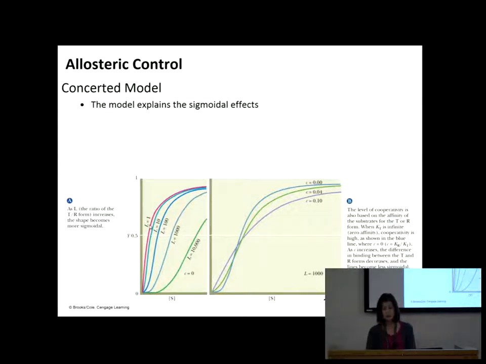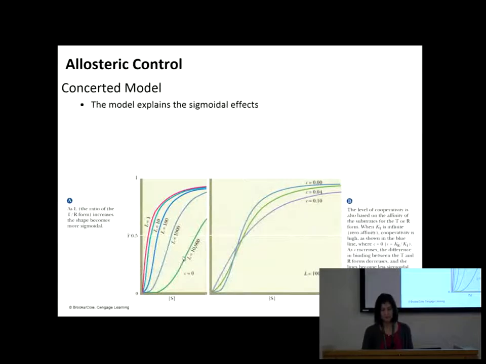So we can describe the sigmoidal shape of our allosteric enzyme with this equilibrium constant. A larger equilibrium constant gives a more sigmoidal shape, and thus a higher concentration of our taut than relaxed.